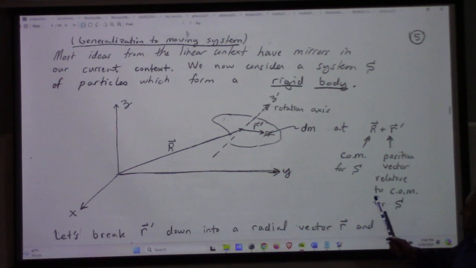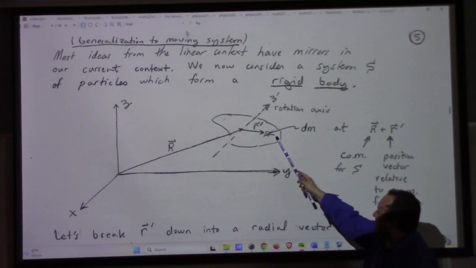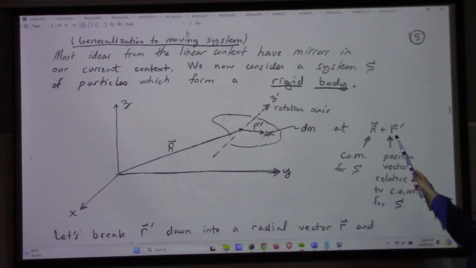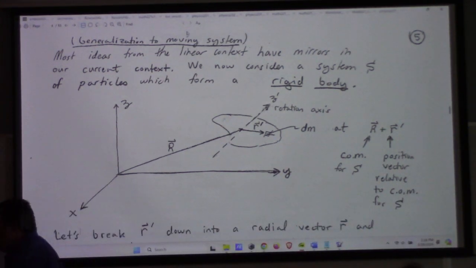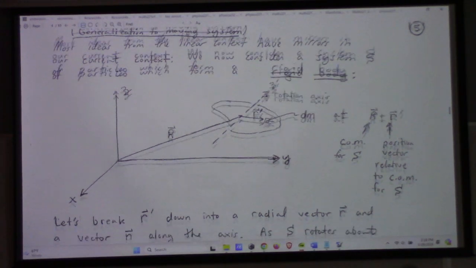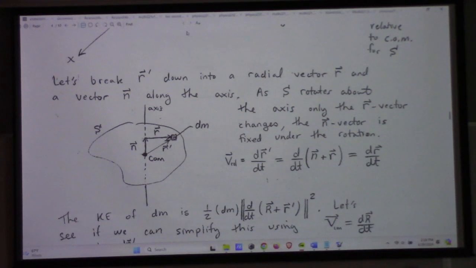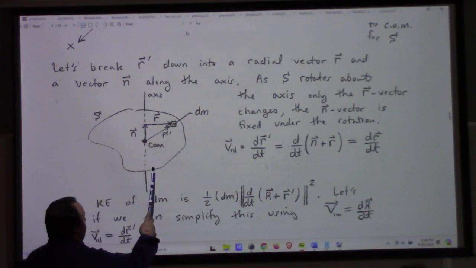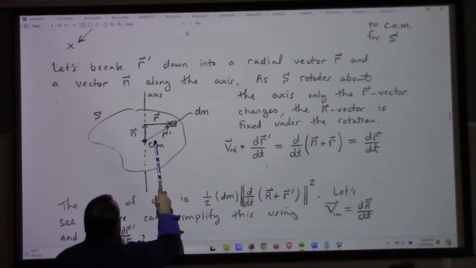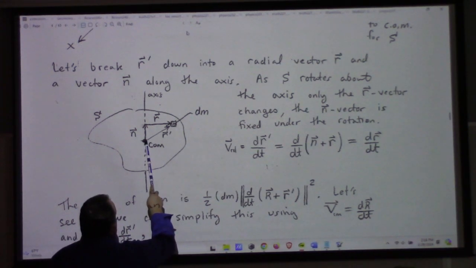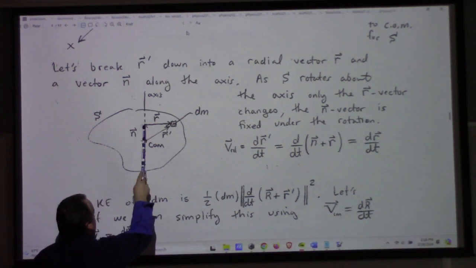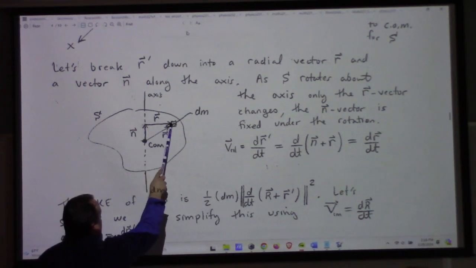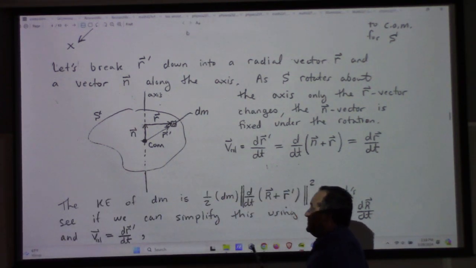And so if we think about a little bit of mass in the distribution, dm, it's at the center of mass plus r prime, where that's the position vector relative to the center of mass of the system. So we can break r prime down into a radial vector and a normal vector to the axis. So in the blob, there's that little bit of mass we're thinking about. There's the position vector relative to the center of mass, and there's two pieces. There's the piece which is parallel to the axis of rotation we're talking about, and there's the piece which is perpendicular to the axis.